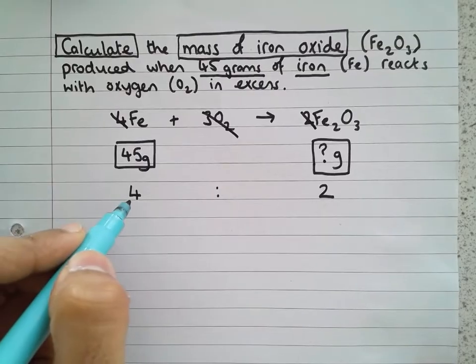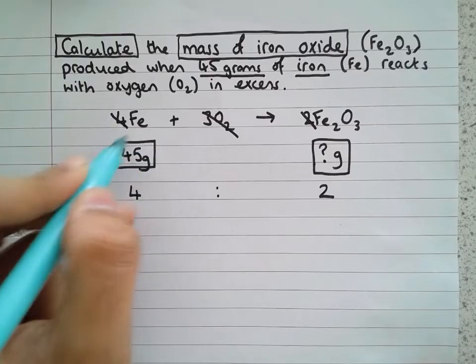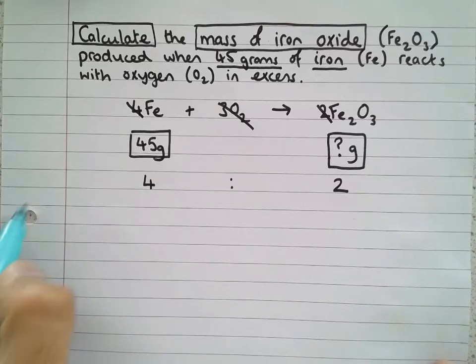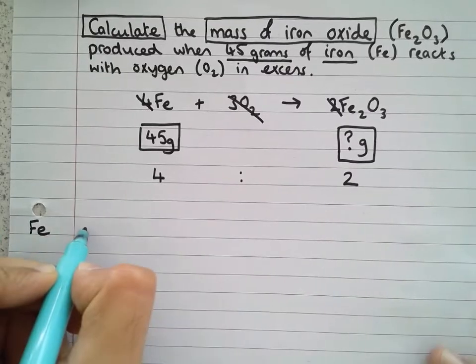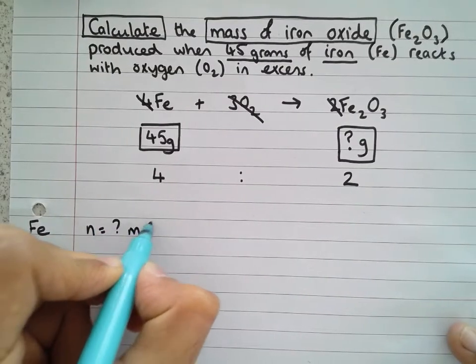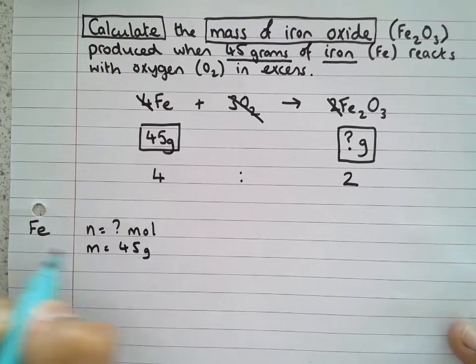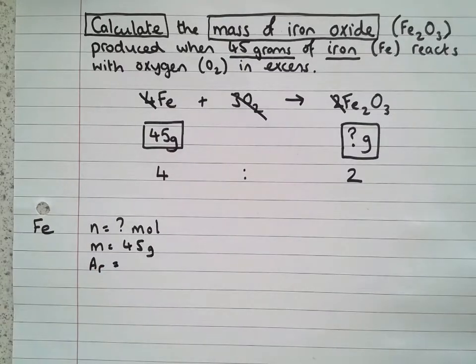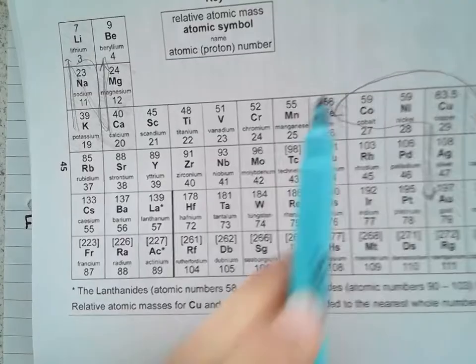The next step is, because I know the mass of iron, I can use this mass to work out the number of moles of iron. So my new goal now is to work out the number of moles of iron. So in order to do that, I need to figure out how many moles I have using the mass, which is 45 grams, and the relative atomic mass of iron, which I can find in my periodic table, and I know that iron has an atomic mass of 56.